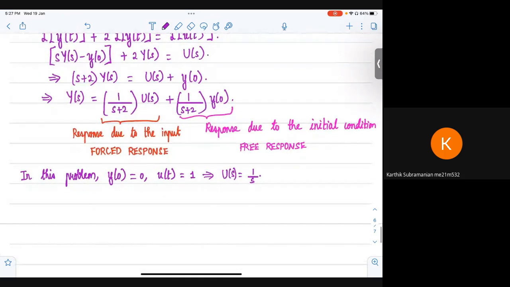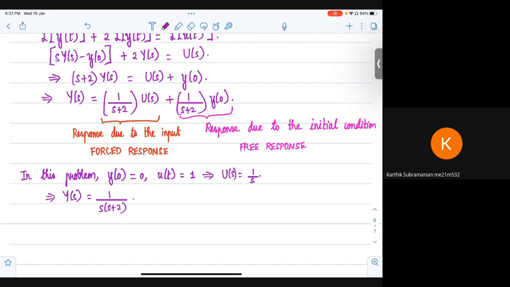Now we just substitute. So what will be our output function or the response function? It will be Y of s, and we will get 1 divided by s times s plus 2, because the second term on the right hand side will vanish, because we have y0.